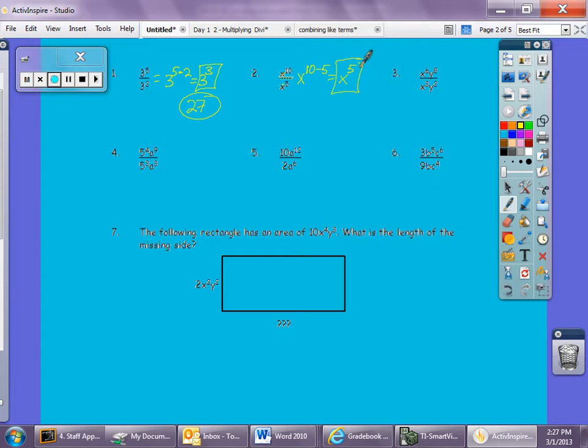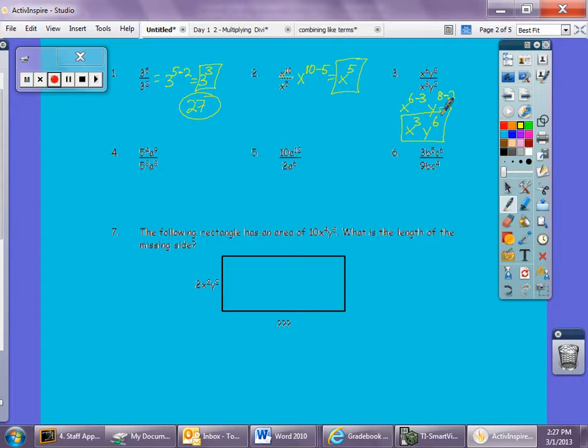Number 3, now we have two things. We have x's and y's. So what we're going to do is we're going to do the x's, 6 minus 3, and the y's, 8 minus 2. 6 minus 3 is 3. 8 minus 2 will give us 6. So we have x to the 3rd, y to the 6th.